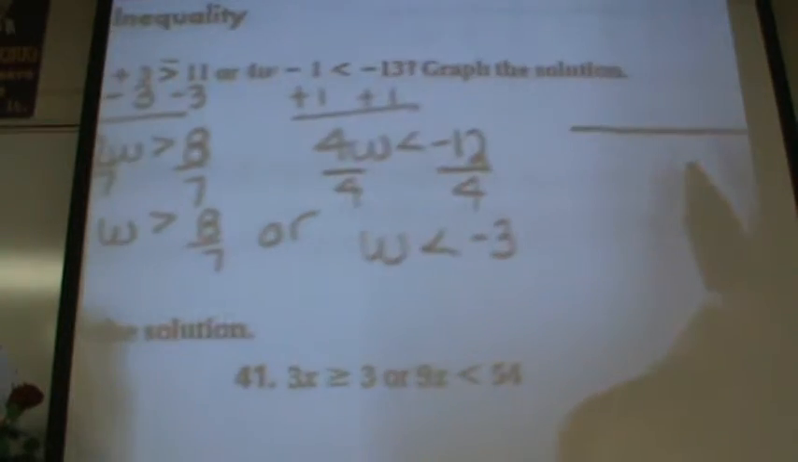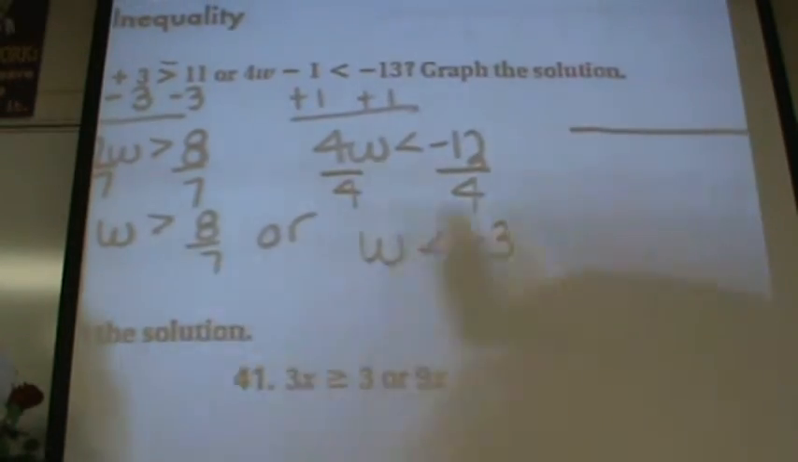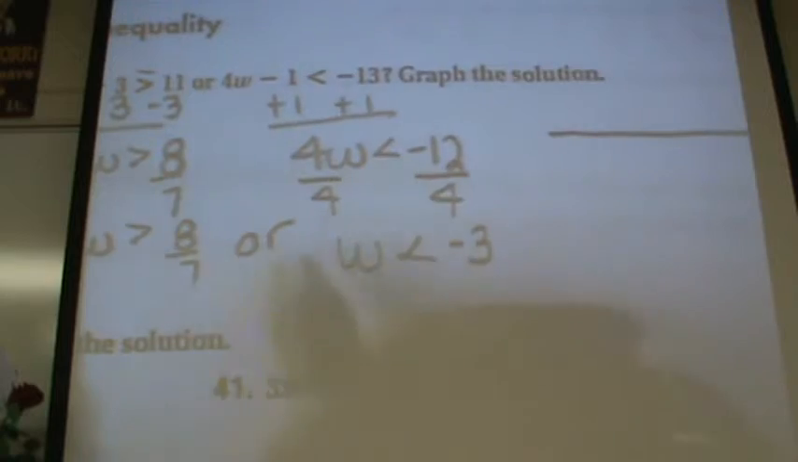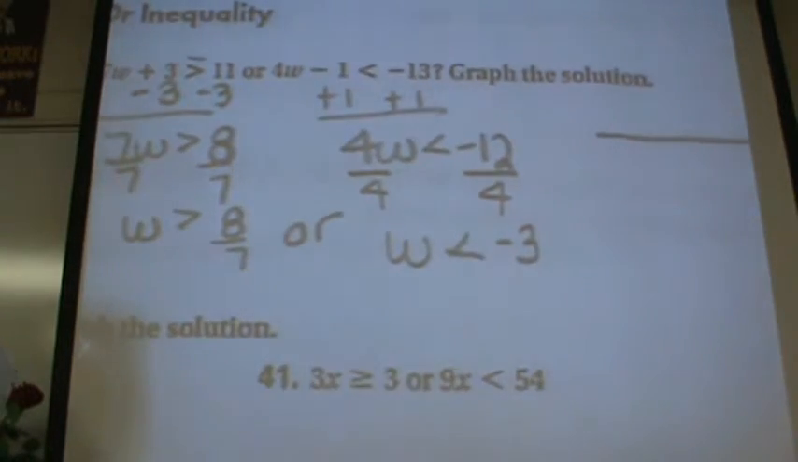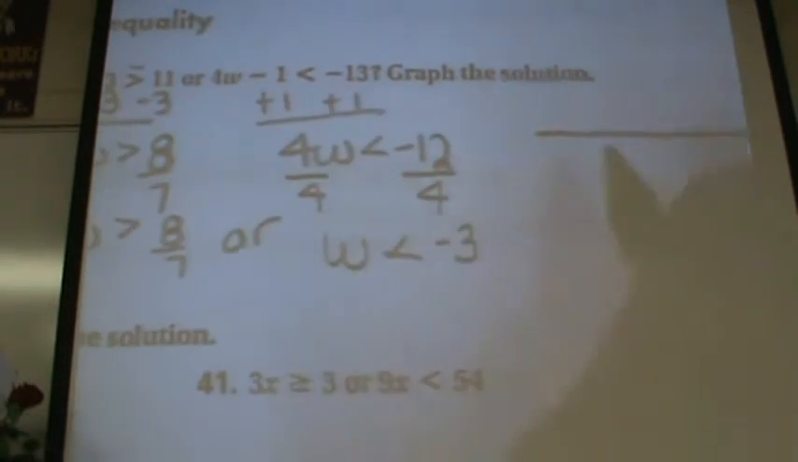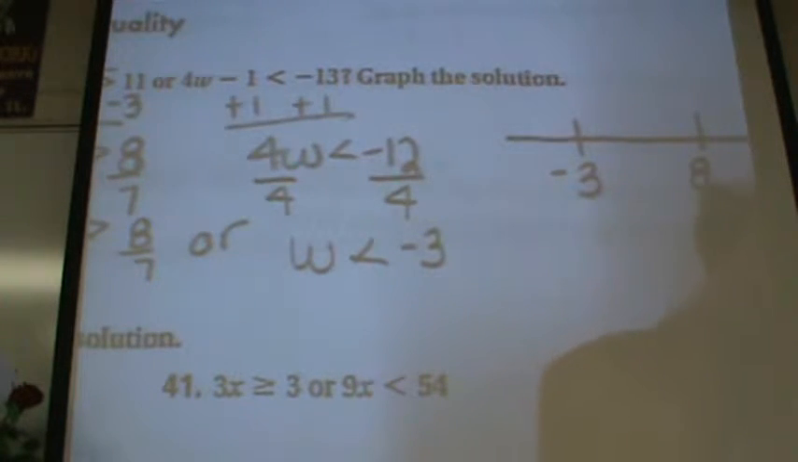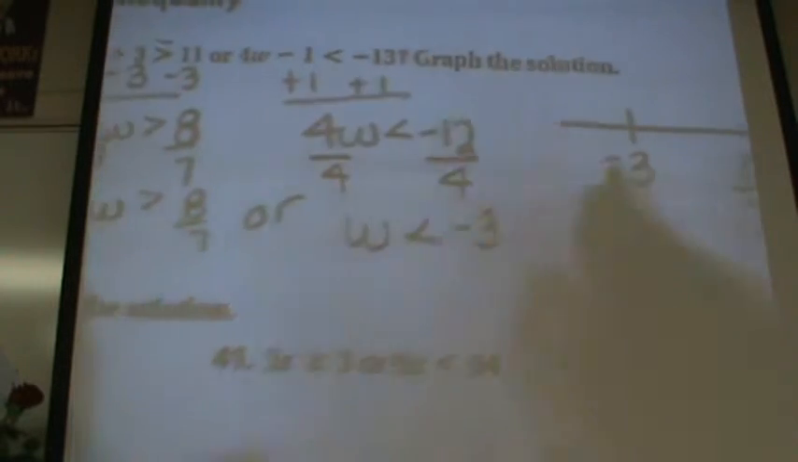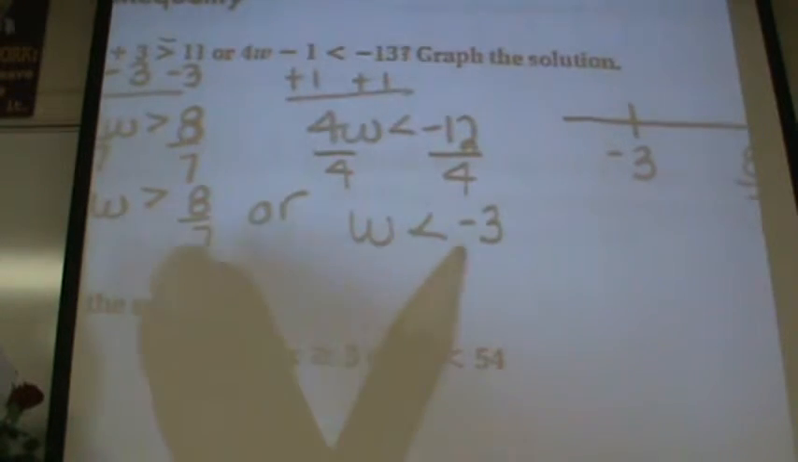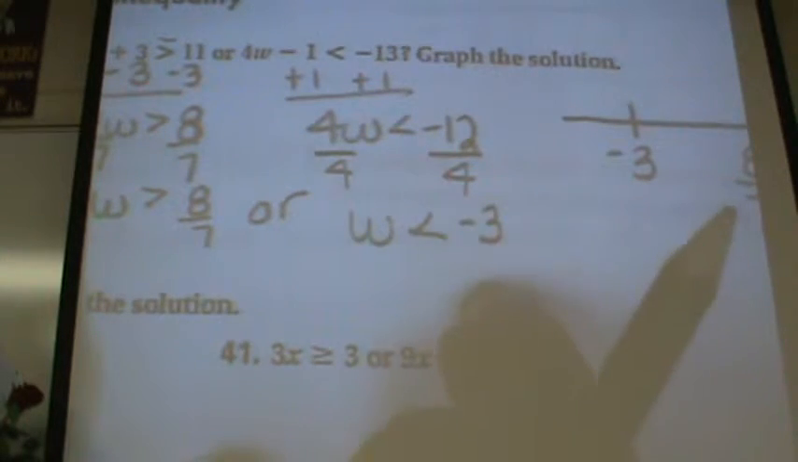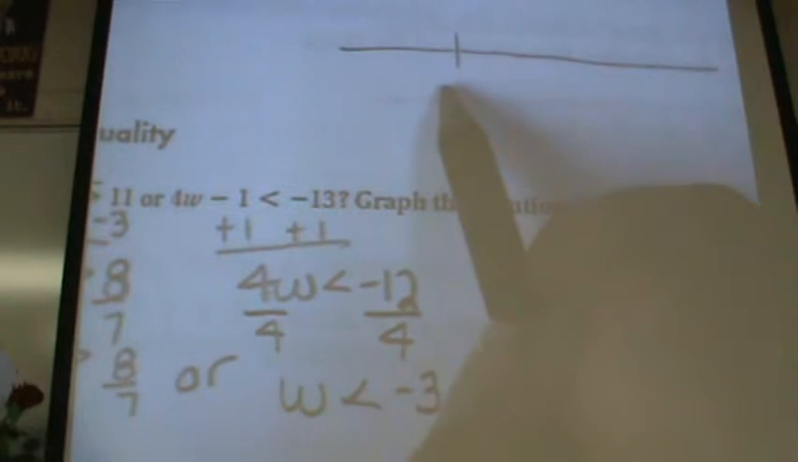Well, I want all the numbers, anything that fits any of these two. Well, what's the smaller number, 8/7 or -3? What number should I put first on my number line? You better be able to tell, because I have seen this. Just because you got 8/7 first before this side, I saw people do this. This is incorrect.